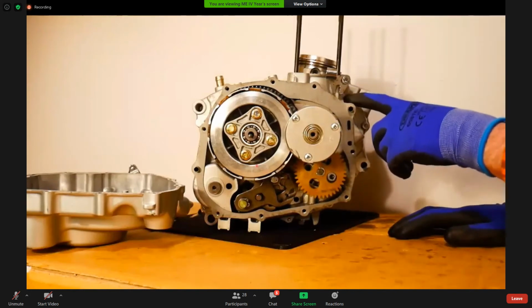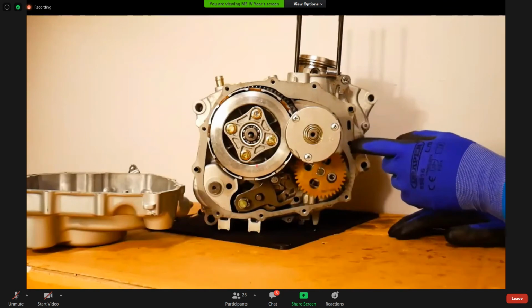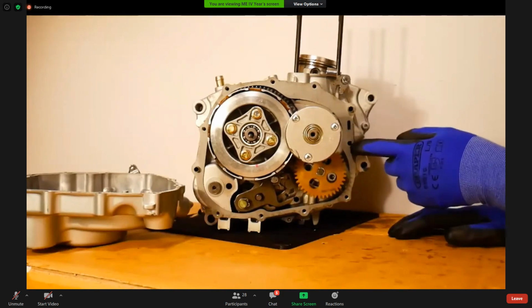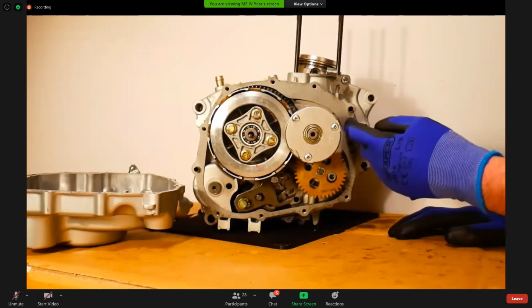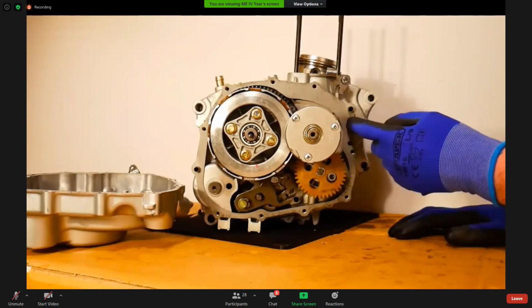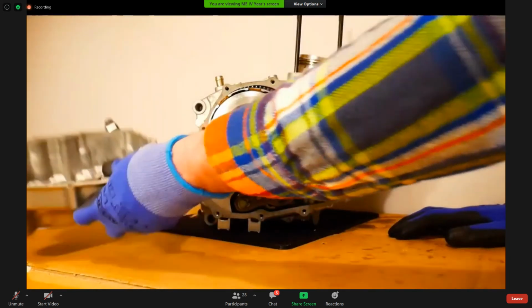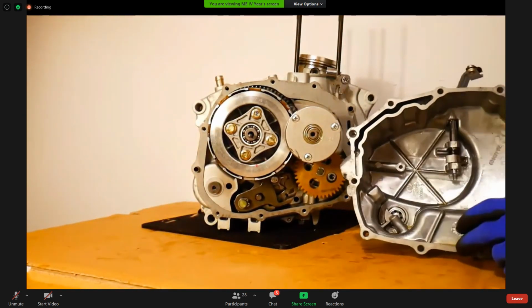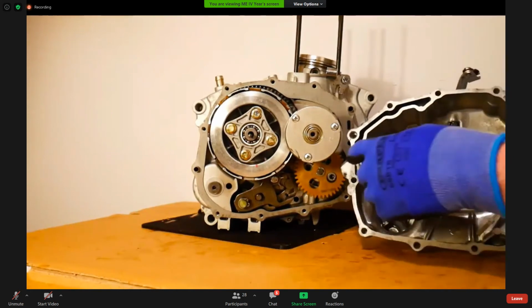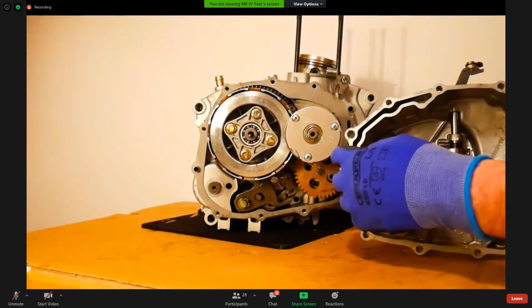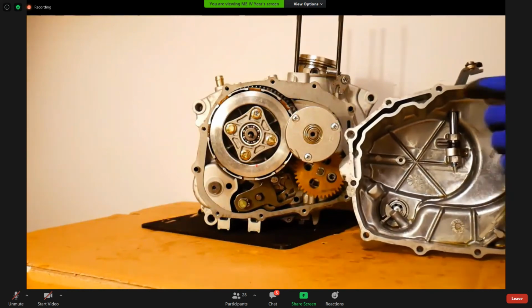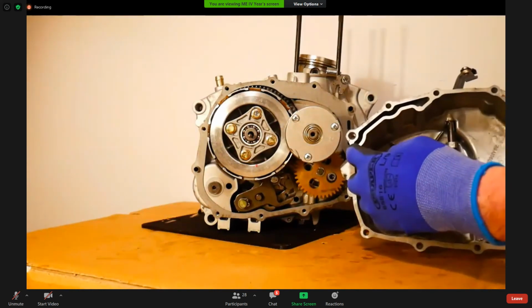case of the engine. So in this case here, we can see some holes, and these are holes where the oil is actually being pumped through. I suppose little reservoirs. And this is one of the recesses, or the cavities, in the clutch cover. So the oil is pumped in there.